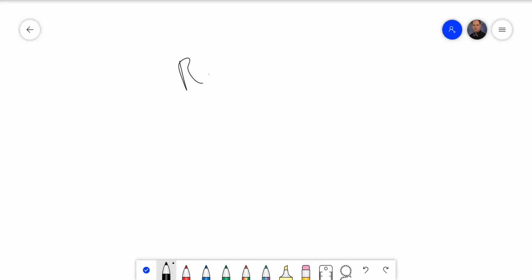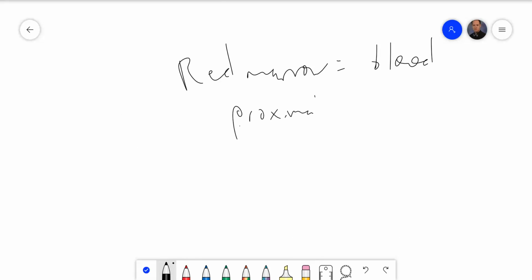Bone marrow, you need to know that red marrow is where blood comes from. Yellow marrow is just fat. And the adult red marrow is found in the proximal epiphyses of the humerus and the femur, so the hip and the shoulder, and then in flat bones. And this makes blood.